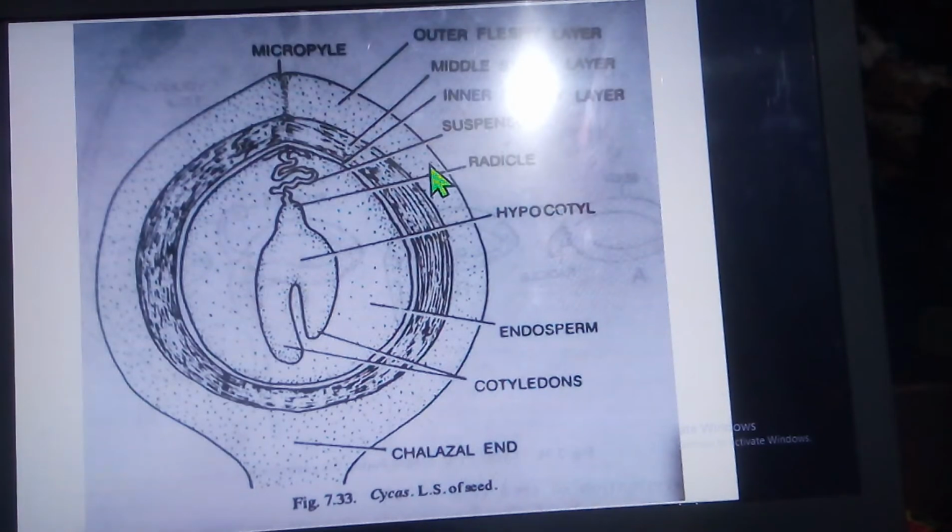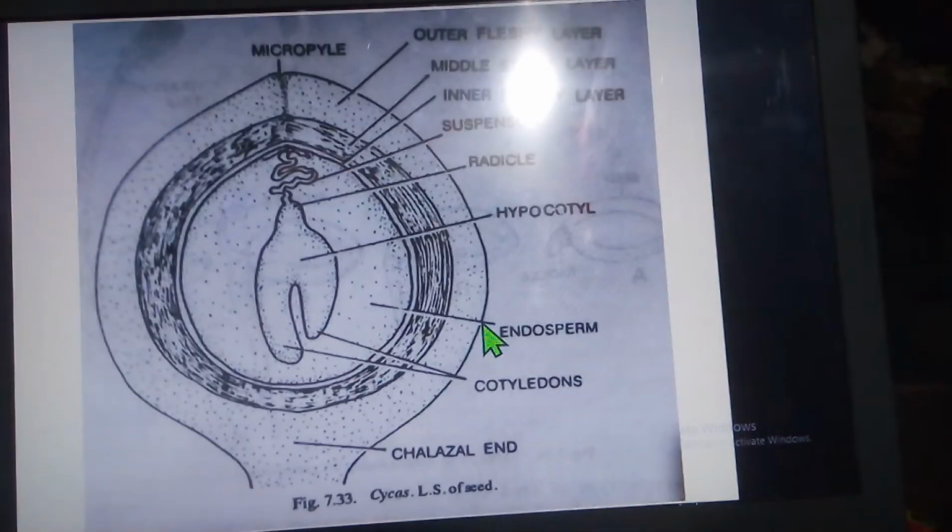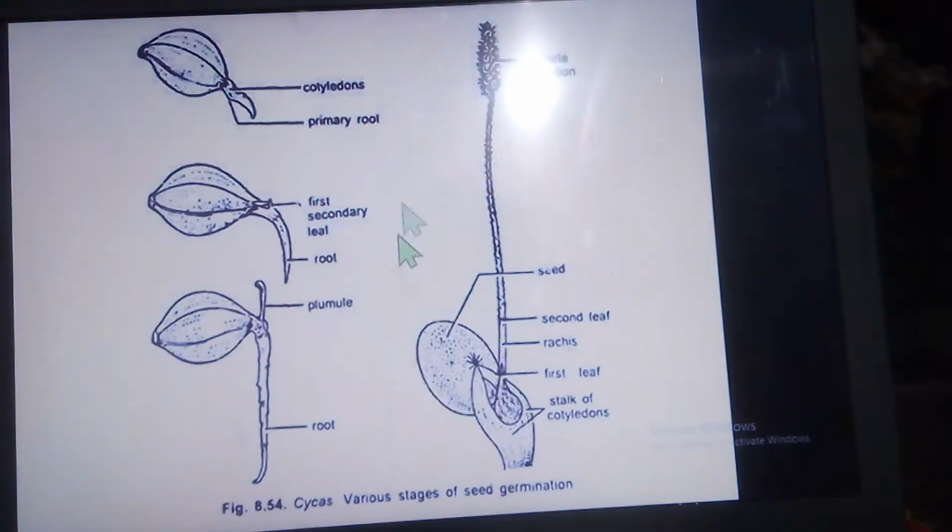So next, what do we observe in a seed is the micropyle. Here you can see that in the embryo we have the micropyle. This micropyle is present in the form of a small opening just at the top of the seed. Here at the top of the seed there is a small opening termed as the micropyle.